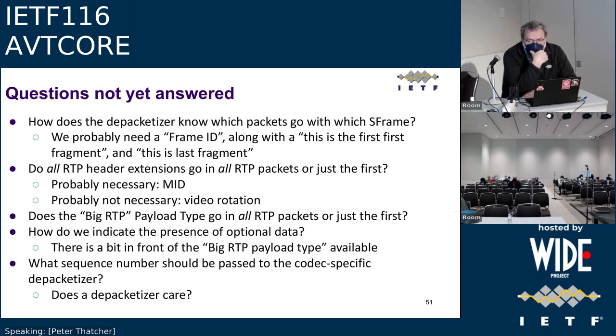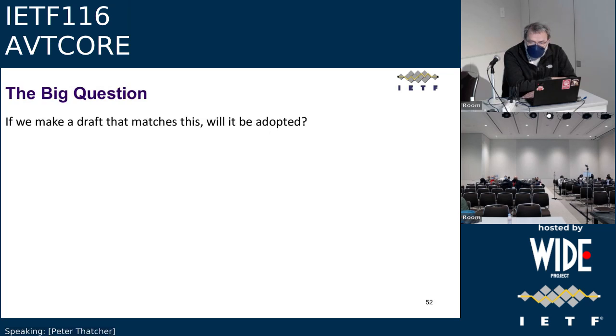So next slide. There are a couple things that we haven't quite figured out. Do we need a frame ID in there to be able to know which packets go with an S-frame? Do the header extensions need to go on all of the RTP packets or just the first one? Maybe it's different for different header extensions. Does this inner payload type go on all the RTP packets or just the first one? And if we have optional data, how do we indicate the presence of that? And does the sequence number matter when you pass the big RTP packet into the codec-specific depacketizer? But the real big question, next slide, is if we do write this up in a draft, can it be adopted by this working group? And that's it for my presentation.